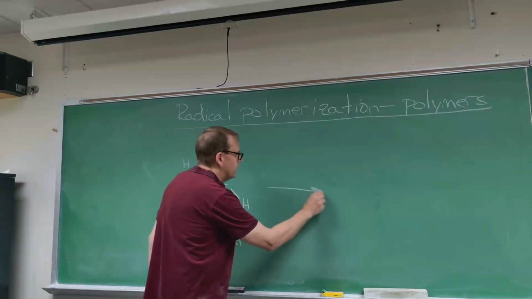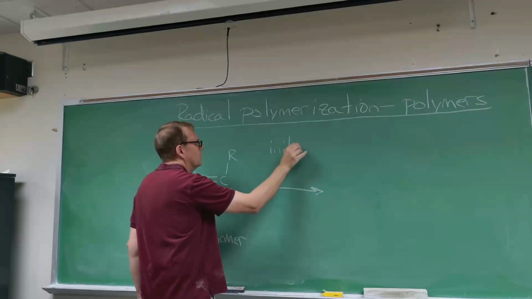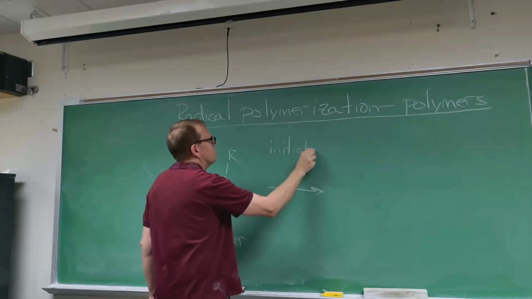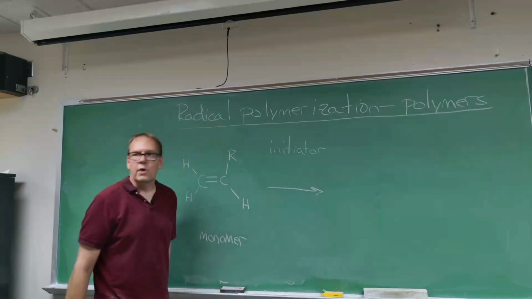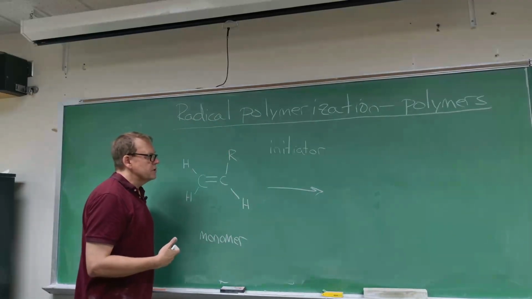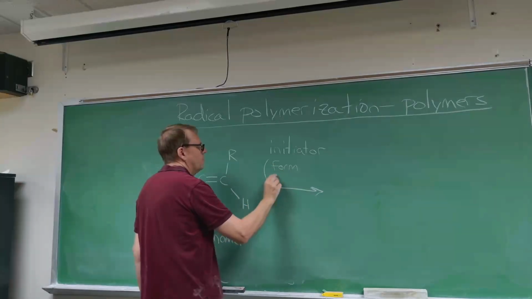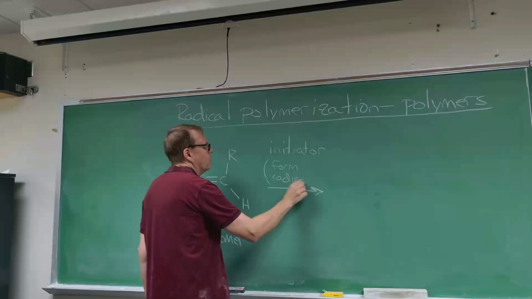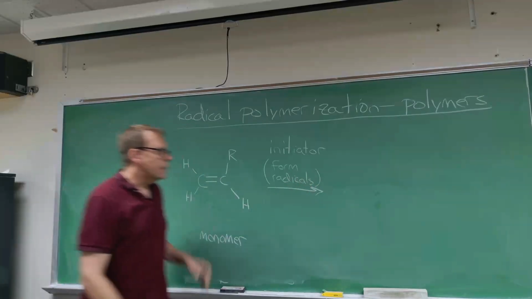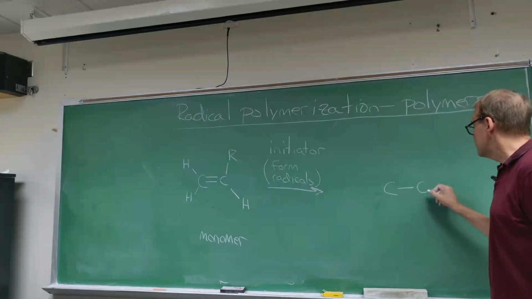Then you have to put an initiator in with these. An initiator is a molecule that produces radicals. And we'll talk about what initiators there are, but these form radicals where there weren't any before. What will come out of this is a polymer. So a polymer is a molecule where we've linked many of these monomers together.